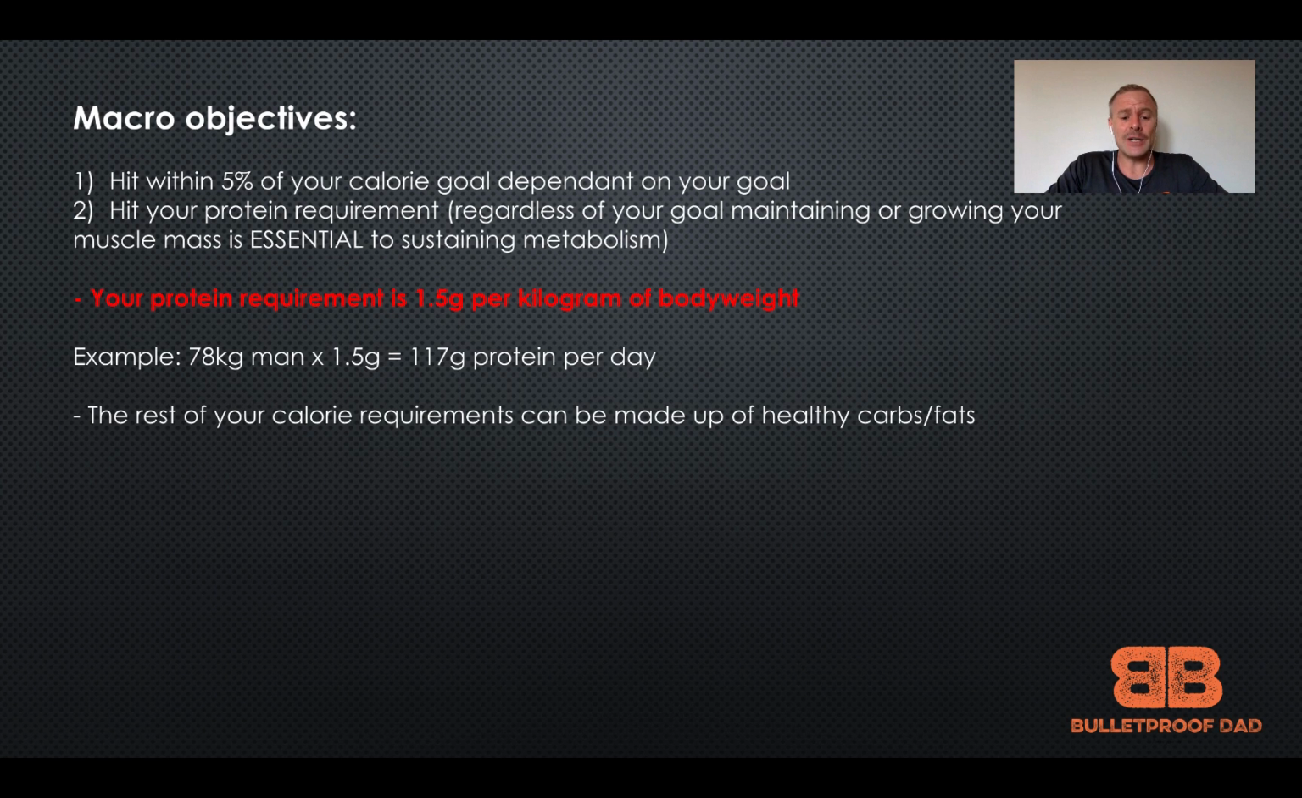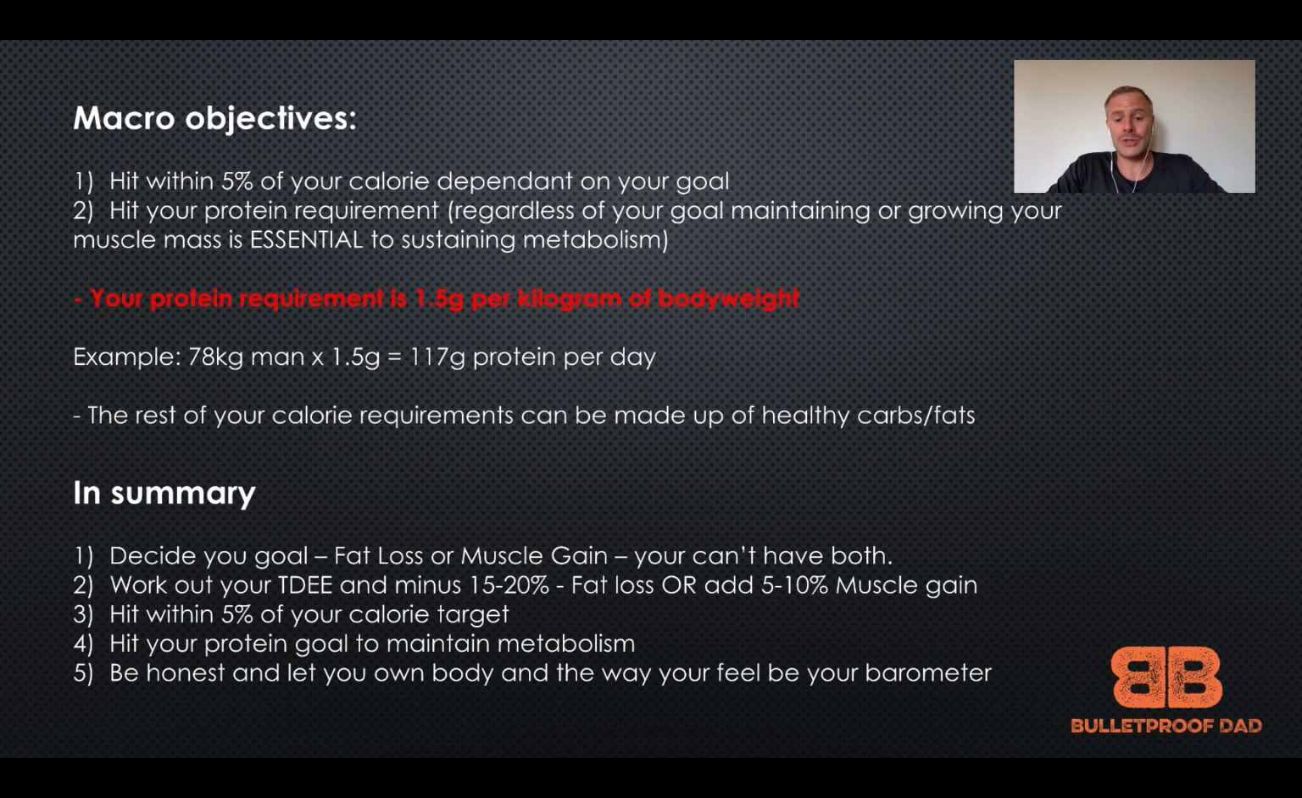So in summary, decide your goal, whether it's going to be fat loss or muscle gain. You can't have both. Let's get clear on that. Work out your TDEE, okay? Once you've worked out your TDEE, minus 15 to 20% off that for fat loss, or 5 to 10% surplus for muscle gain. Hit within 5% of your calorie target. Hit your protein goal to maintain your metabolism, as I've put above here. And be honest and let your own body and the way you feel be your barometer.